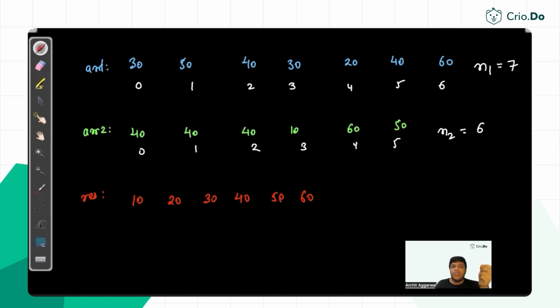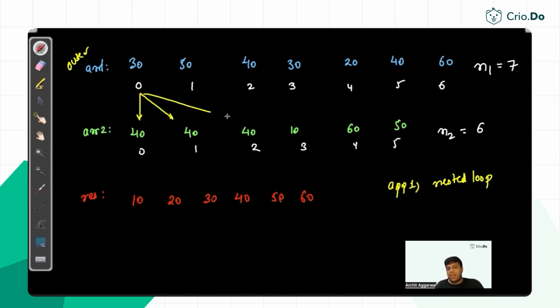But the point is how to find this output. One very brute force approach which might come to your mind is to just apply a nested loop. One loop will work on the first array, another loop will work on the second array. I will run an outer loop on the first array and check whether each element is present in the second array as well. I will check whether 30 is also present in the second array, and to check it we have to run a loop. Since 30 is not present in the second array, we will just put 30 in the output. So initially 30 will get added to the output.